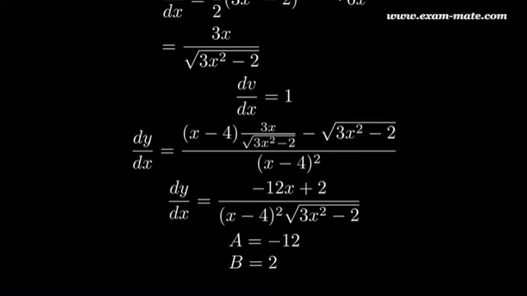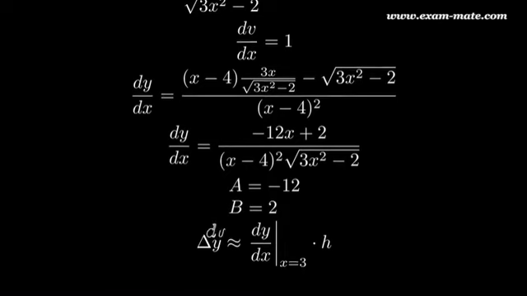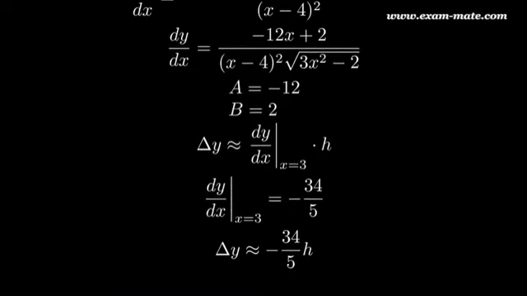For part b, to find the approximate change in y when x increases from 3 to 3 plus h, we use the formula that the change in y approximately equals dy dx evaluated at x equals 3 times h. Evaluating dy dx at x equals 3, we get negative 34 over 5. Therefore, the approximate change in y is negative 34 over 5h.